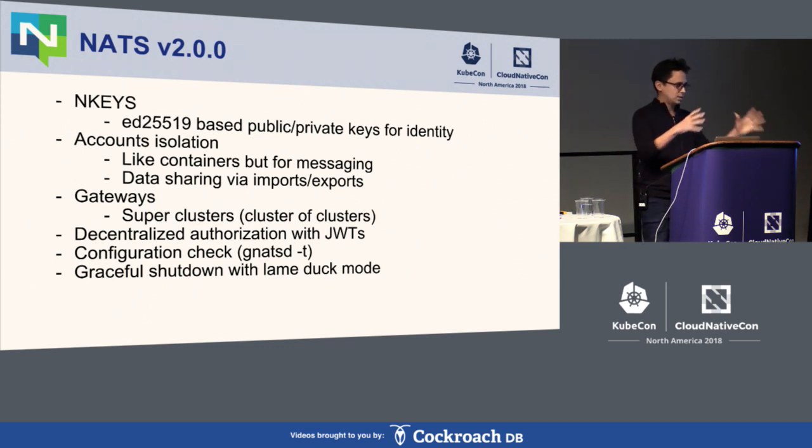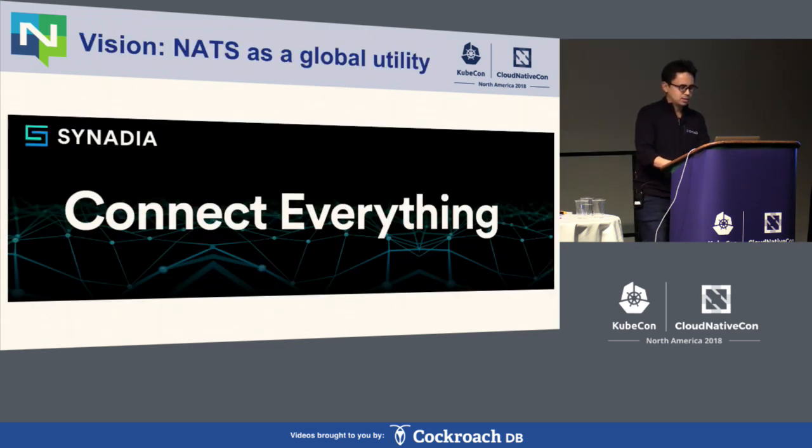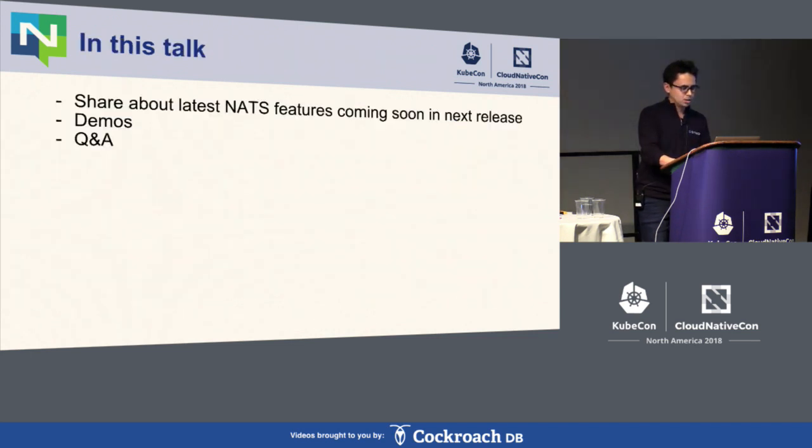So no longer having a single static configuration from the server, instead using JWTs, and the configuration is not only from a single source. And some management improvements to be able to check the configuration, whether it's correct, and also to improve the operations, such as the graceful shutdown using the lame duck mode. All of this together is so that we can achieve the vision that we have at Synadia for NATS, as a global utility to be able to connect devices and services. And this is what the maintainers have been up to all of this year.